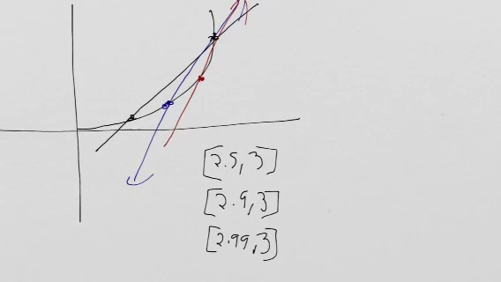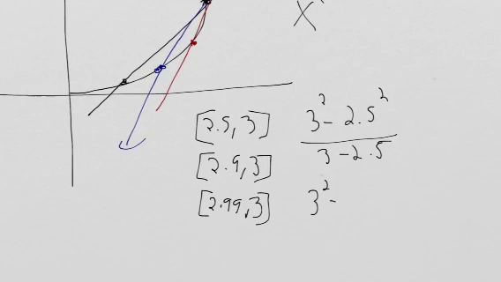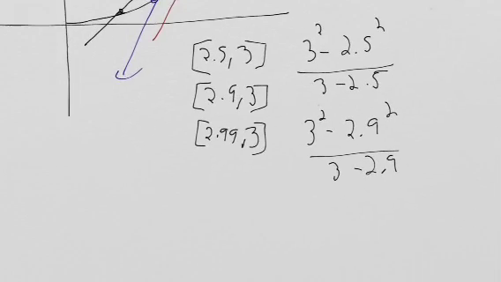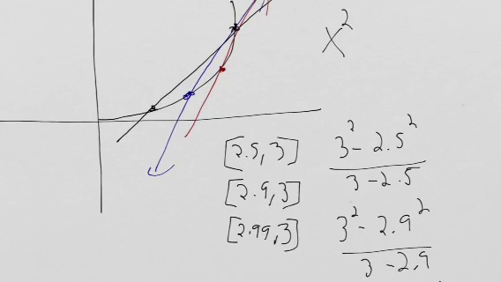So then when we find these average rates of change, if we're still dealing with x squared, we do 3 squared minus 2.5 squared, and we divide that by 3 minus 2.5, right? We see what we get. And then we can do 3 squared minus 2.9 squared over 3 minus 2.9. And then we can do 3 squared minus 2.99 squared over 3 minus 2.99. See, our y2 and our y1 and our x2 and our x1 are becoming really close together, which is like the algebraic representation of what's happening right here.